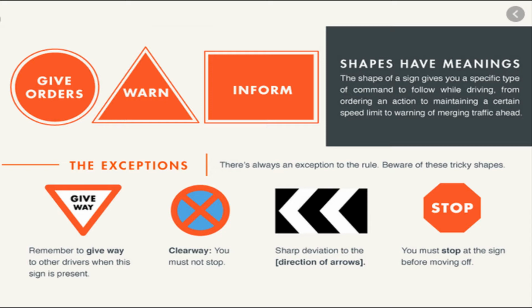An upside down triangle means remember to give way to other drivers when this sign is present. A red cross on a blue background in a circular shape with a red border means you must not stop. Sharp deviation in the direction of the arrows means there's a sharp bend ahead of you. This is the stop sign, which has 8 angles to it. It means you must stop at the sign before moving off. It's called an octagon.